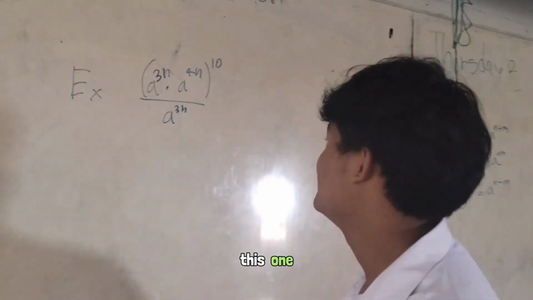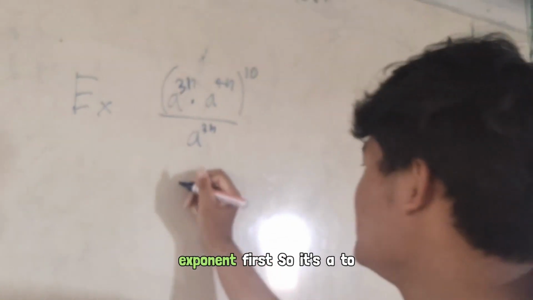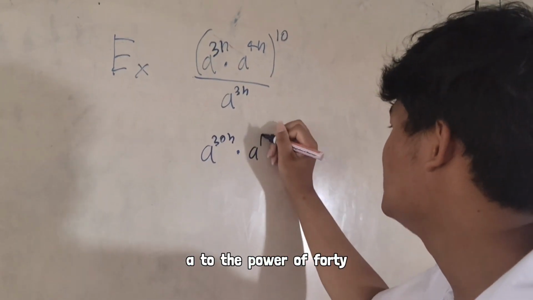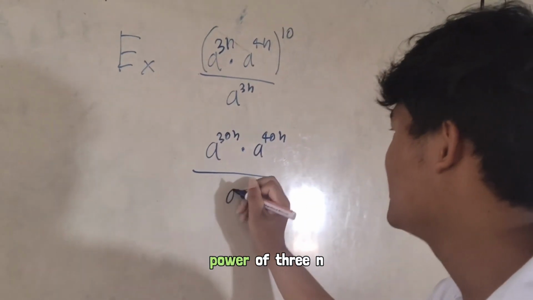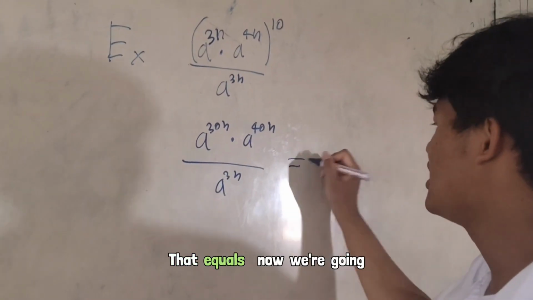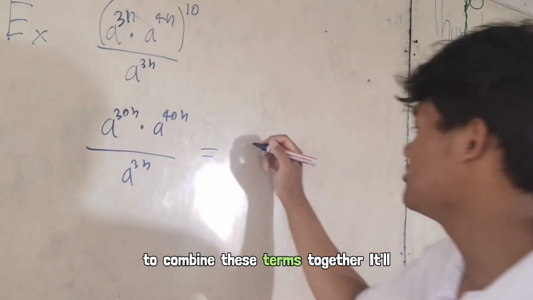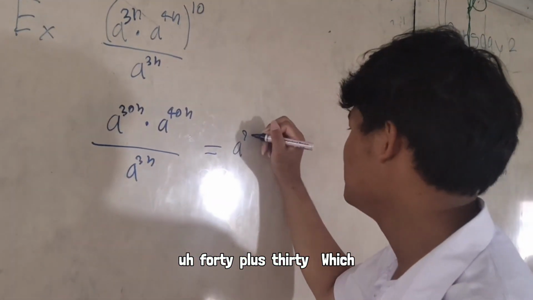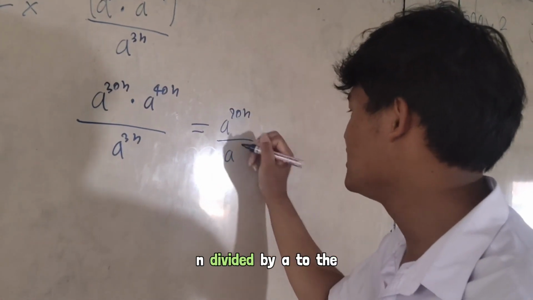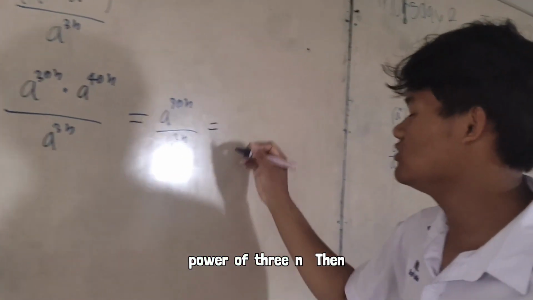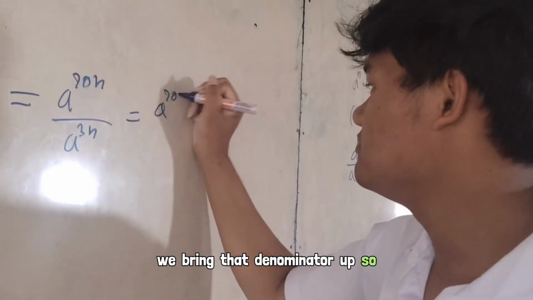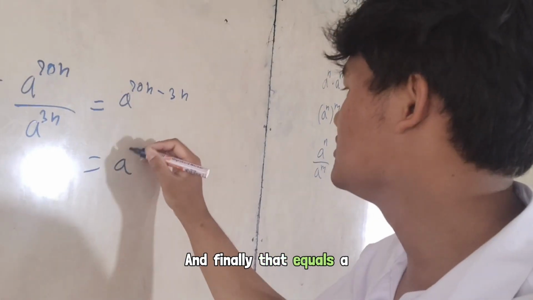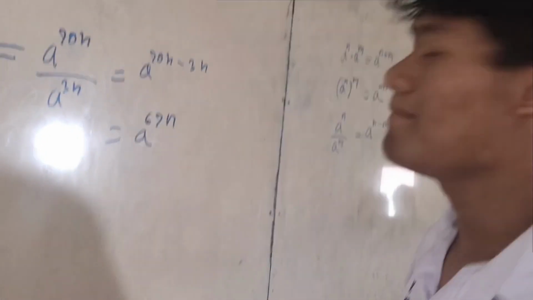Okay, let's go ahead and solve this one. For this one, we distribute the exponent first. So it's a to the power of 30n times a to the power of 40n, all over a to the power of 3n. That equals, now we're going to combine these terms together, a to the power of 40n plus 30n, which gives us 70n, divided by a to the power of 3n. Then we bring that denominator up, so it becomes a to the power of 70n minus 3n. And finally, that equals a to the power of 67n. That's it.